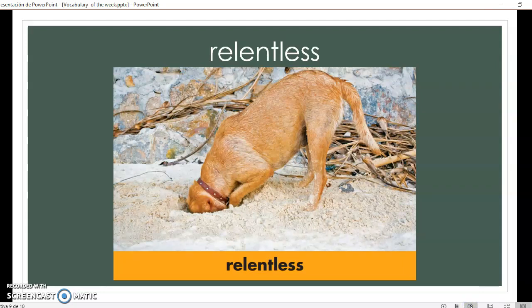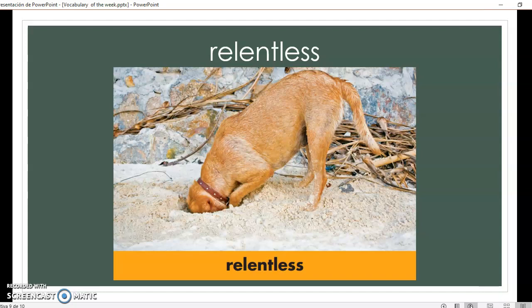And the last word is relentless. A person who does not stop or doesn't take a no for an answer, and sometimes we can describe this person as stubborn. A person who always goes for what he or she wants. In this case, it's a dog who is relentless and keeps searching for maybe a rabbit or a mouse.